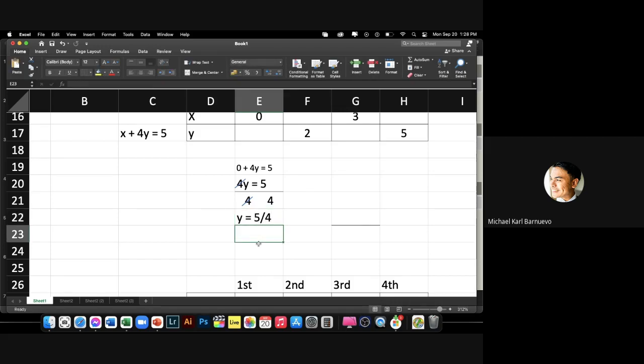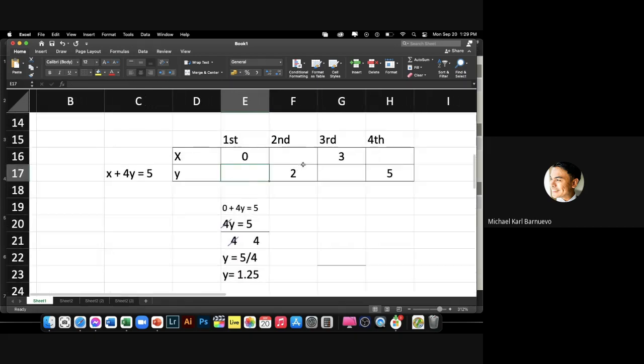If we will compute, magkano yan? 5 divided by 4 is 1.25. So y is equal to 1.25. Okay. Why do we need to have whole numbers dito? Dahil it's easier to plot if we have whole numbers with decimals rather than fractions. Ito kasi hirap may plot yan sa Cartesian plane. It's better that we plot something like this. Okay? So lagyan natin dito sa y, that's 1.25.